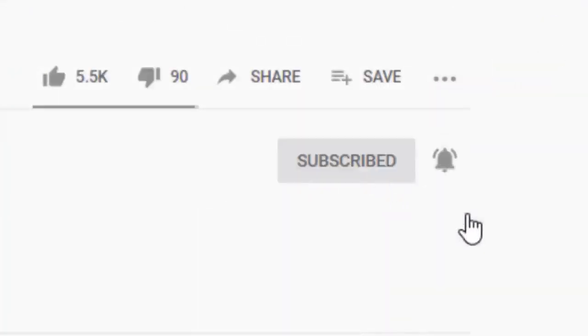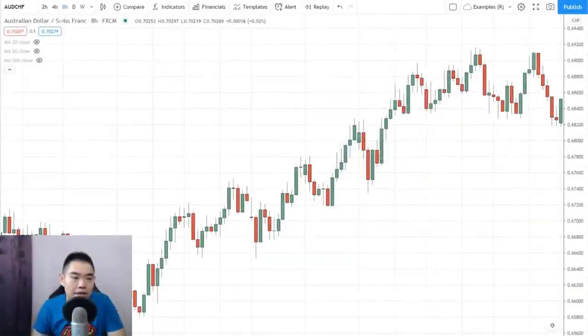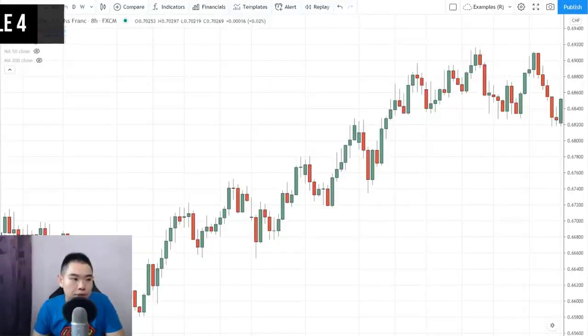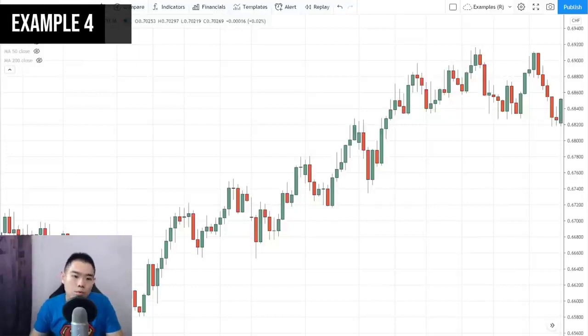Okay, so now let's have a look at another example. This is Aussie against the Swiss franc, as you can see over here, and this is the 8-hour time frame as well. So you should be a pro already by now. You should even know what I'm going to say.